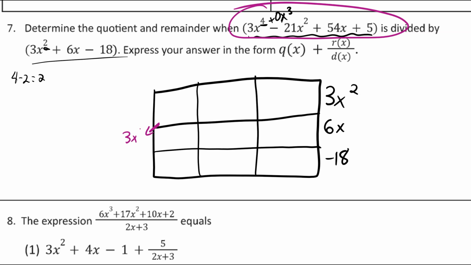So 3x to the fourth on your first diagonal. The second diagonal would be 0x cubed. Make sure to have that placeholder so all of your terms are accounted for. The big diagonal with those 3 terms in those boxes would be negative 21x squared. Your second to last one is 54x, and the last one is plus 5.